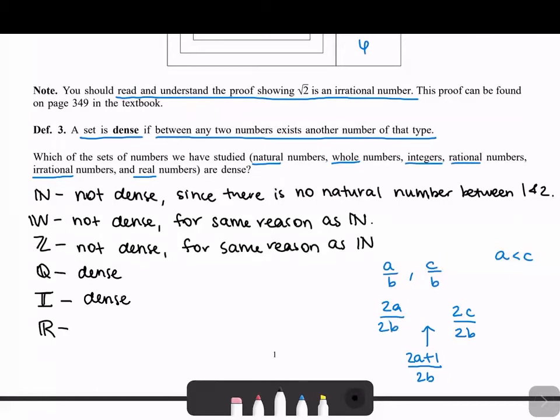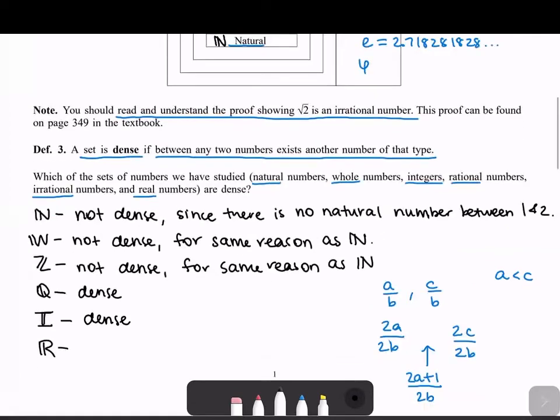So these are also dense. You can think about irrational numbers as decimals that are all not repeating and not terminating. So for example, you can look at any irrational numbers, and there's always going to be a number between them just by changing the decimals.